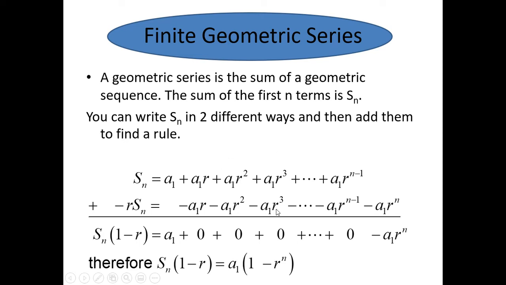So these are all going to cancel out. So what am I left with? A sub 1 all the way down to minus a sub 1 r to the nth. So therefore, s sub n times 1 minus r is equal to a sub 1 times 1 minus r to the nth power.